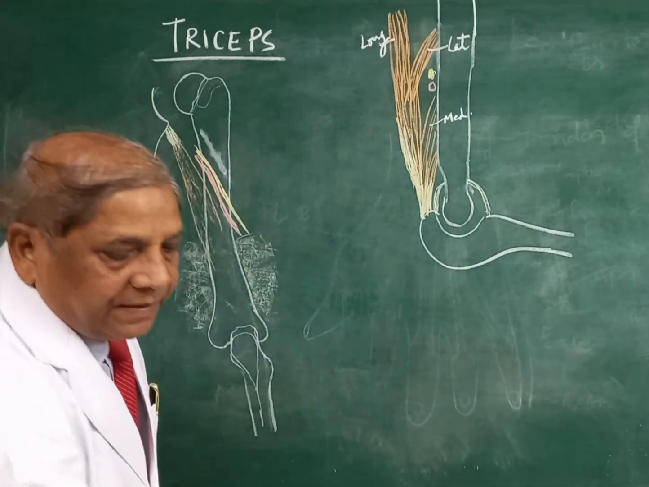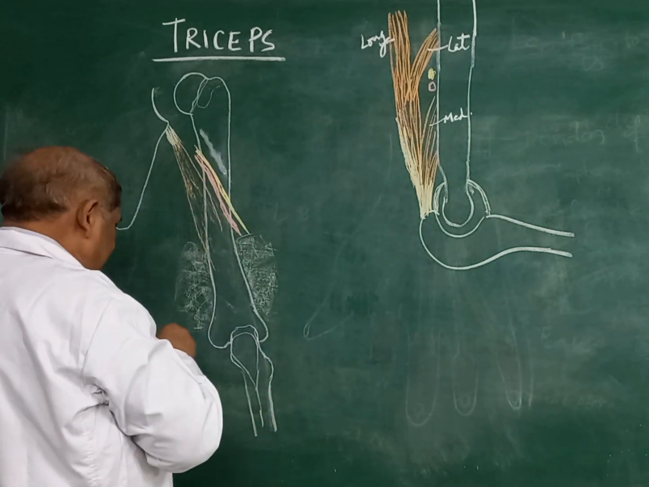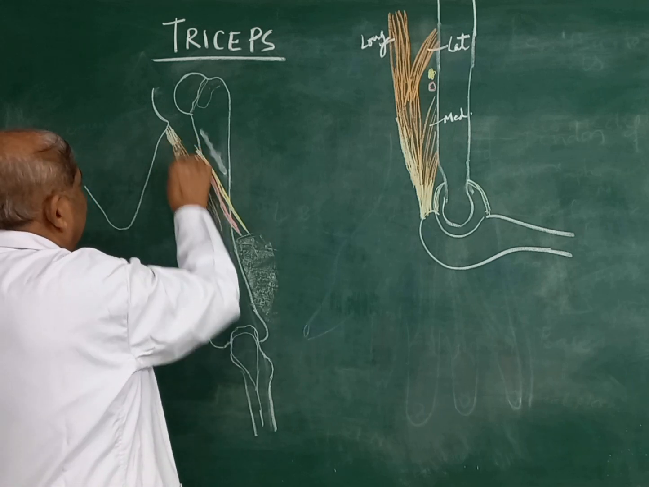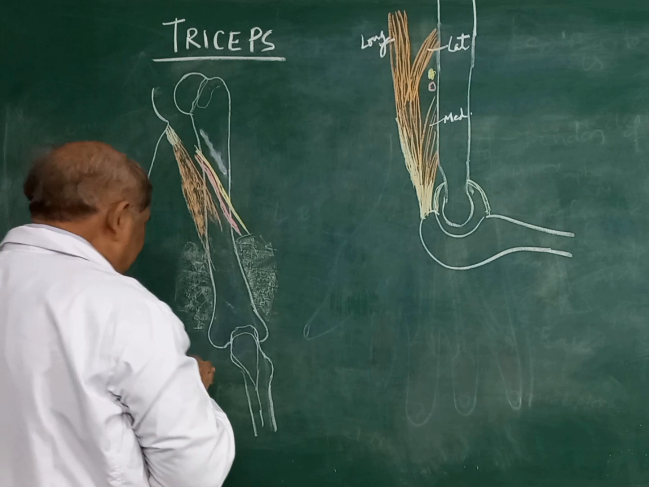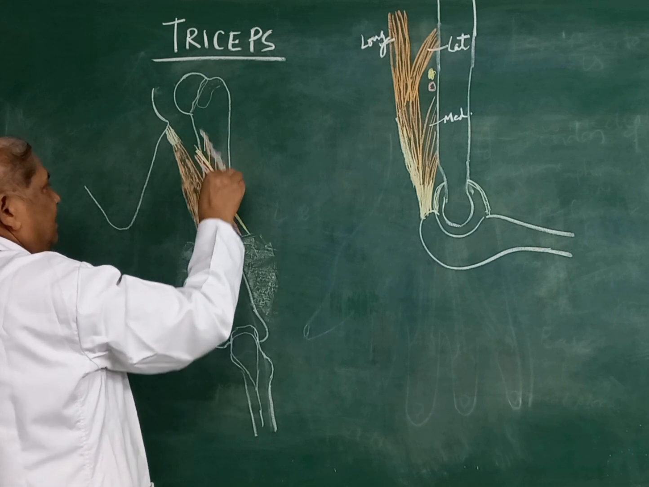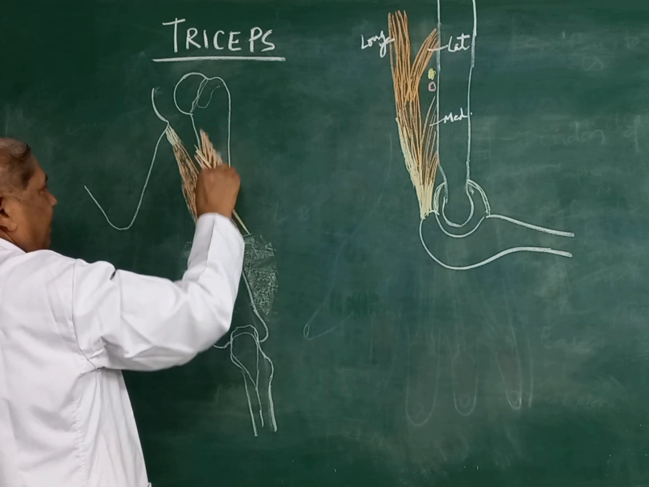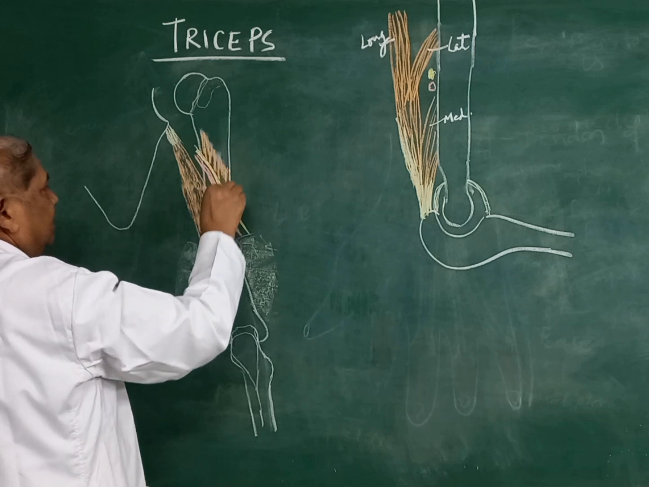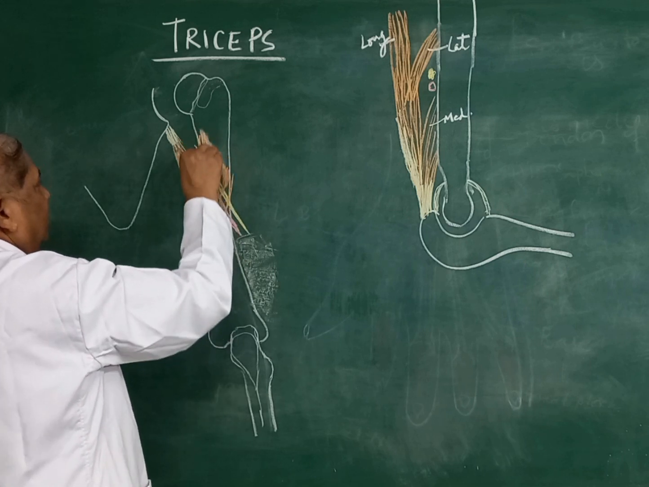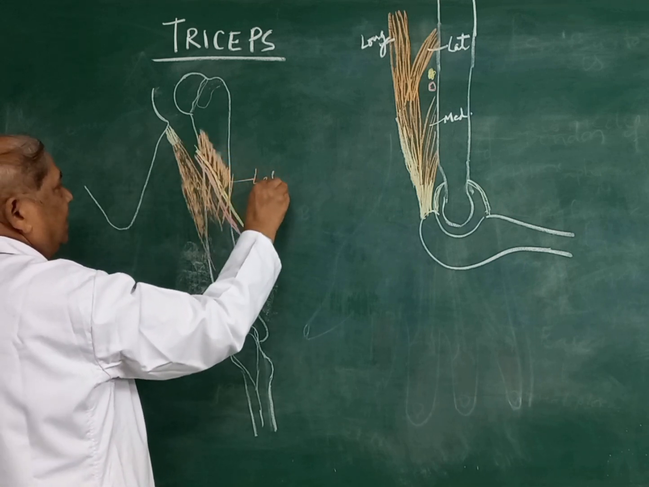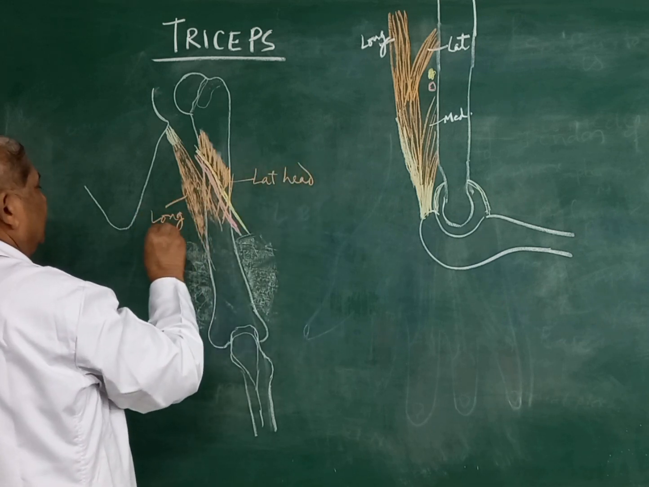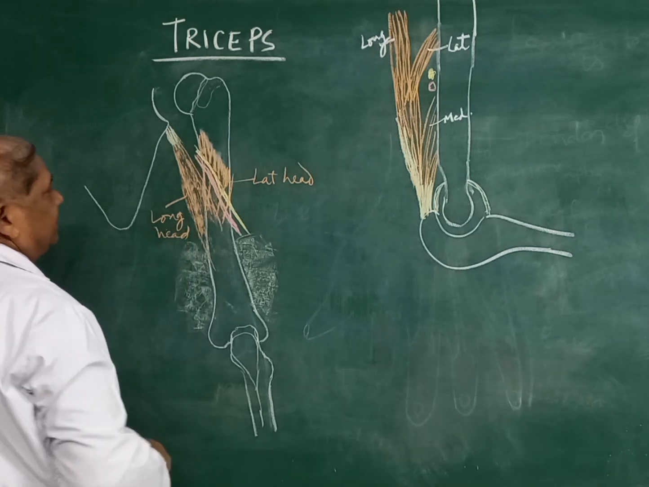From this tubercle, there is a tendinous origin of the long head of the triceps, which soon becomes muscular. It runs from medial to lateral side. Then from this ridge, this is the origin of the lateral head, and this lateral head takes origin and covers these structures. I am drawing very superficially. So this is the lateral head of the triceps, and this is the long head of the triceps.